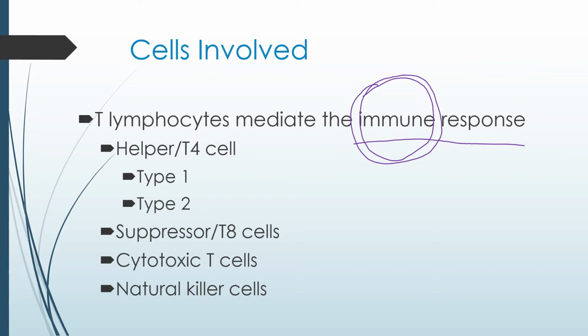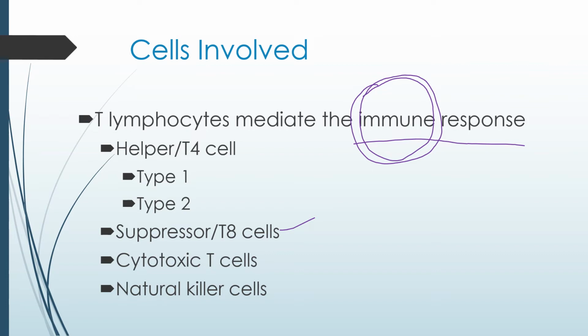The helper T cell, right, will produce macrophages that are essential for the production of IgE. So that's that helper T cell. When we're looking at this, you have your type 1 and your type 2 cells. When you go to your suppressor T8 cells, which is this part here, they will inhibit the immune response to the allergen. It inhibits the immune response to the antigen.